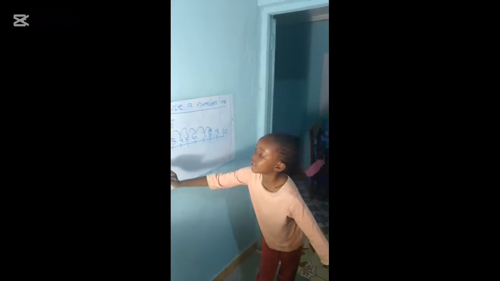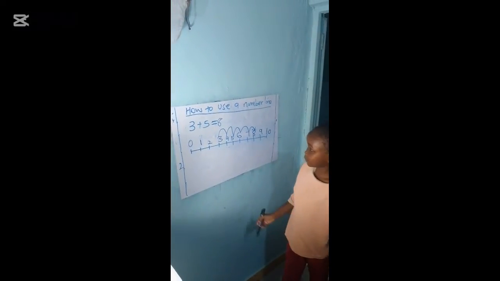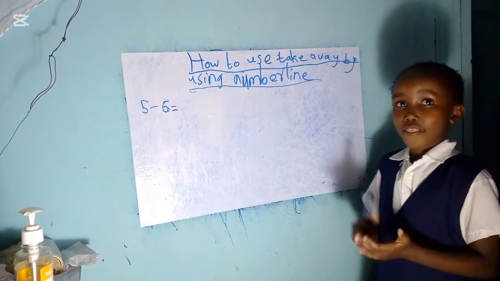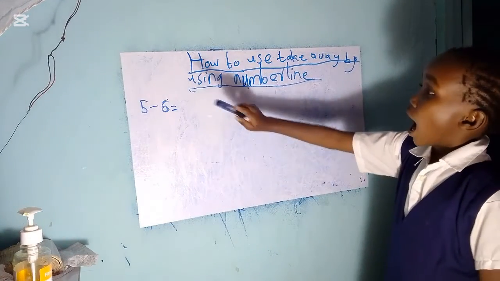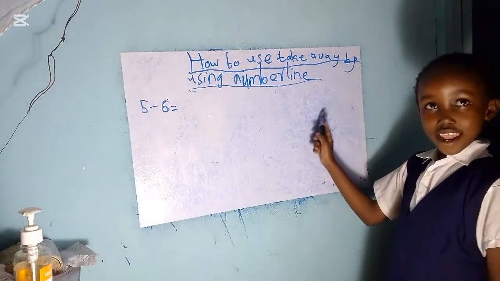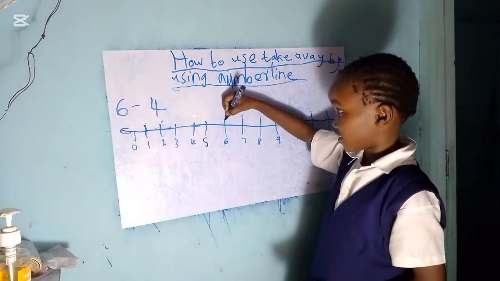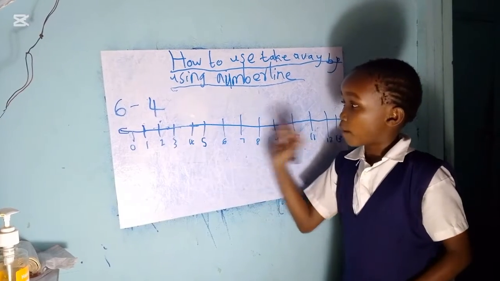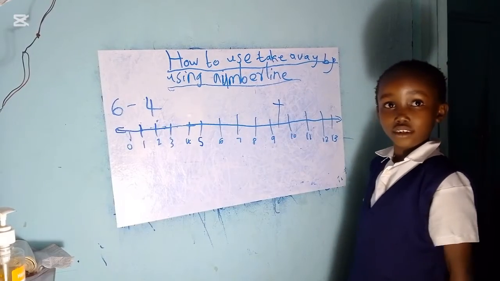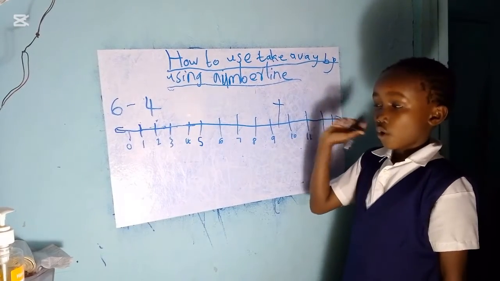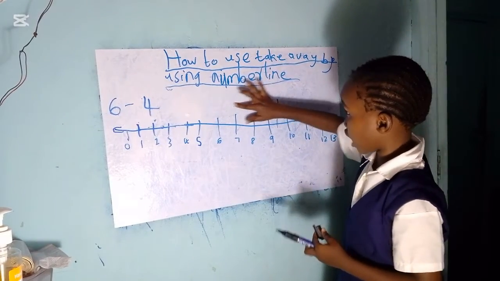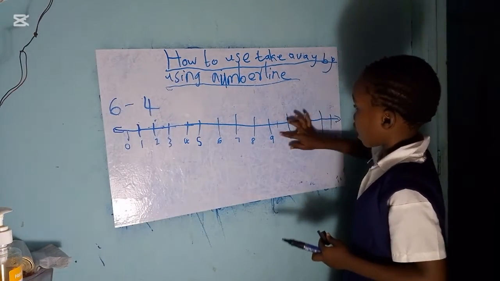Number 2. I'm going to teach you mathematics. So, I will teach you how to use take away by using a number line. 6 take away 4. So, you need to go backwards, not forward. Forward like you are using plus. Going backwards, minus. So, you need to use this. You have to see the arrow.